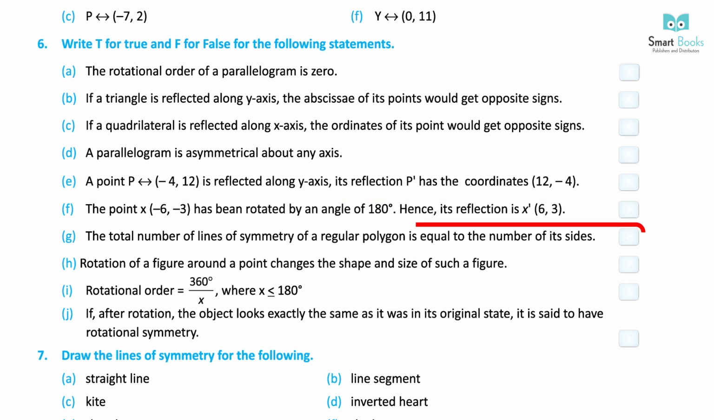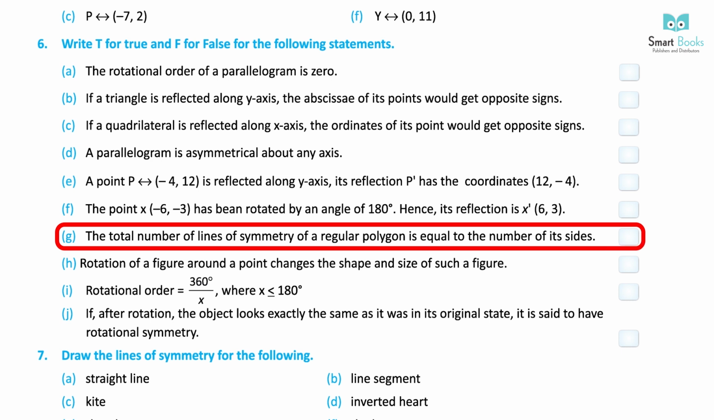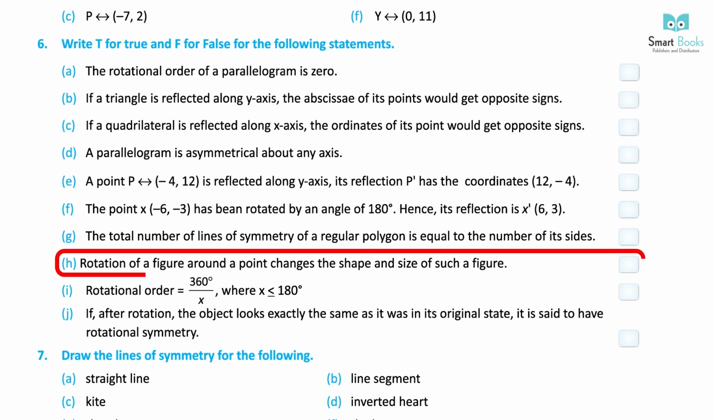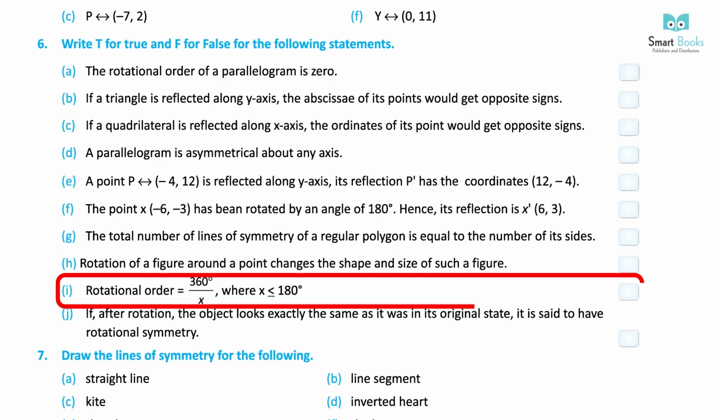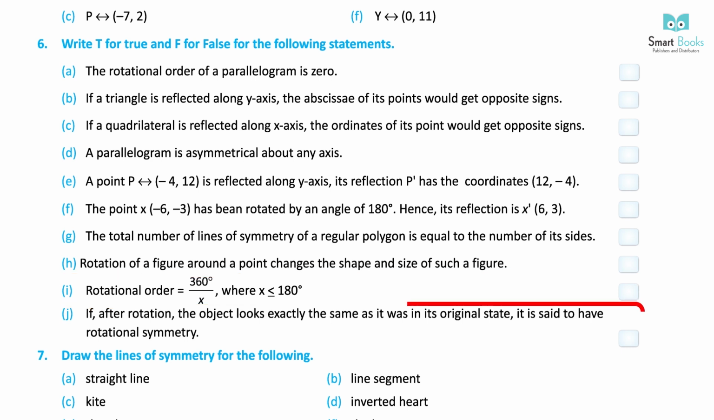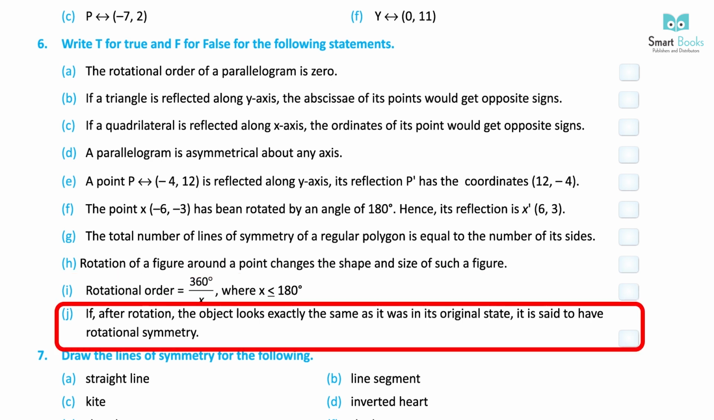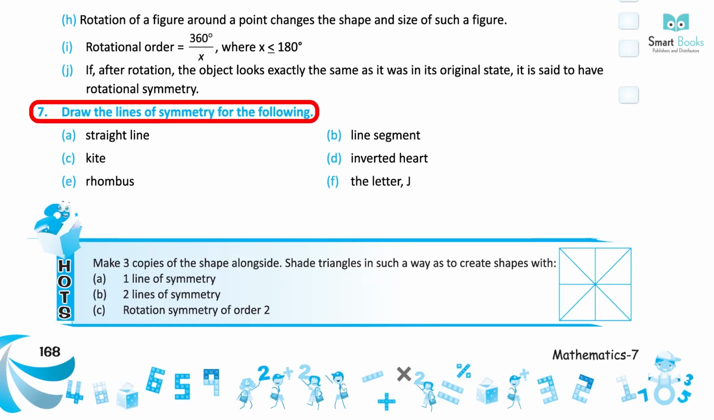F. The point X minus 6 minus 3 has been rotated by an angle of 180 degree. Hence, its reflection is X 6, 3. Solution: True. G. The total number of lines of symmetry of a regular polygon is equal to the number of its sides. Solution: True. H. Rotation of a figure around a point changes the shape and size of such a figure. Solution: False. I. Rotational order equals 360 degree upon x, where x is less than 180 degree. Solution: True. J. If after rotation the object looks exactly the same as it was in its original state, it is said to have rotational symmetry. Solution: True.